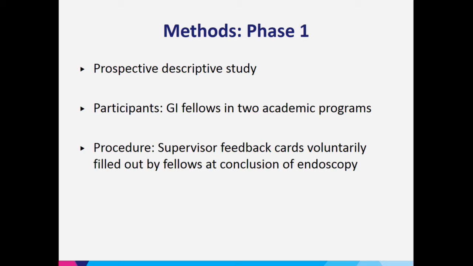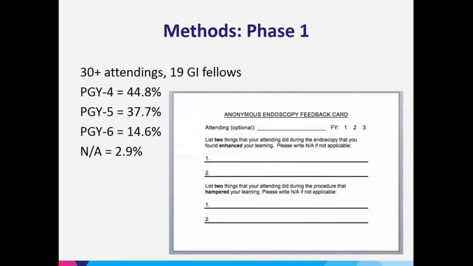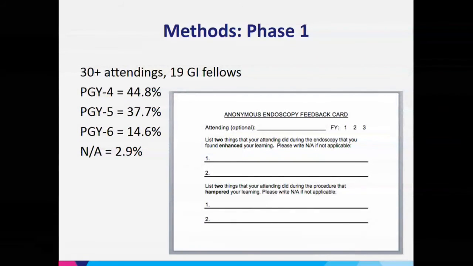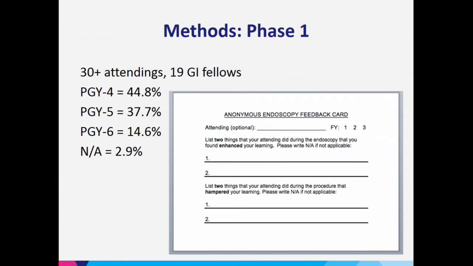So for the first study, a prospective descriptive study, the participants were GI fellows in 2 academic programs. We partnered up with UCSF on this one. However, almost the majority of the data was from Mount Sinai. The intervention was feedback cards, which I'll show you in the next slide, that were filled out at the conclusion of endoscopy, either inpatient or outpatient, by fellows voluntarily on their supervisor's teaching ability. The data collection period was about 9 months.